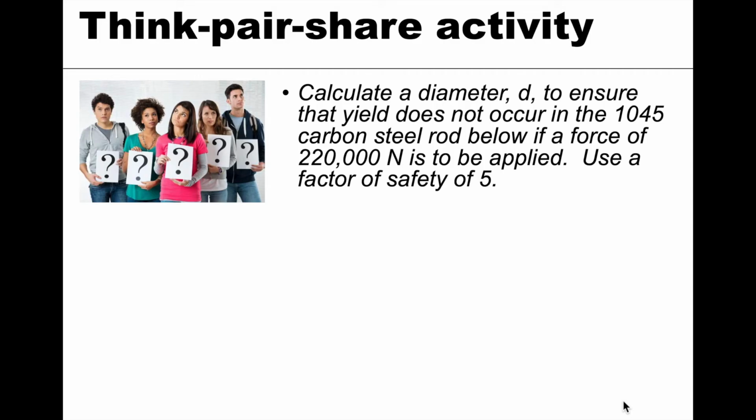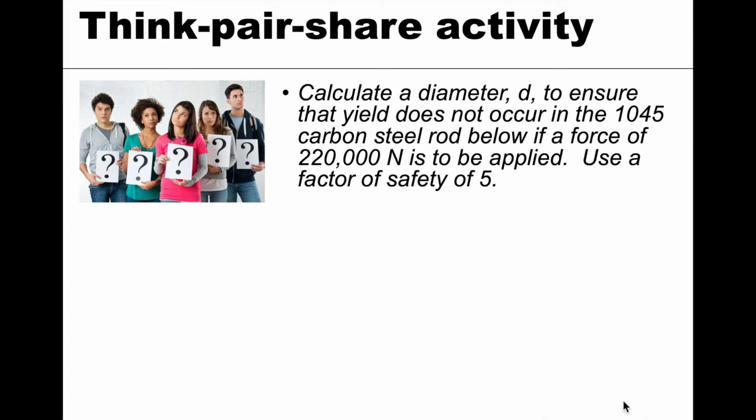All right, so let's take a look at an example regarding the safety factor. Let's say that we want to calculate the diameter d necessary to ensure that yielding does not occur in a steel 1045 carbon steel rod. And then we have the force of 220,000 newtons applied, and we're going to use a safety factor of 4.